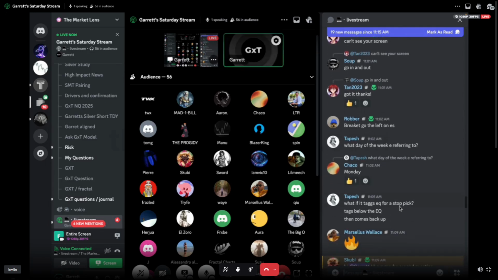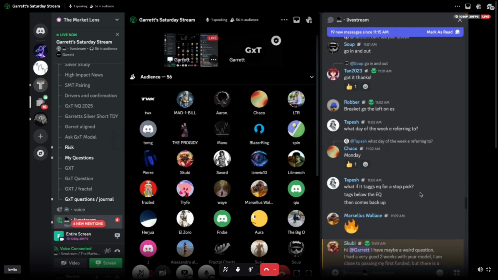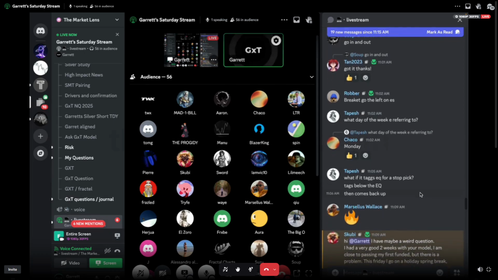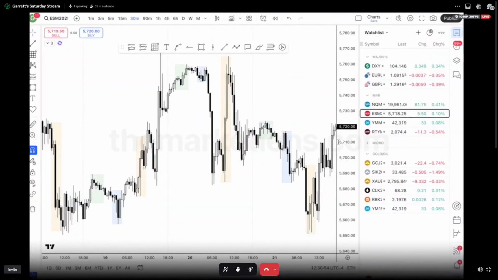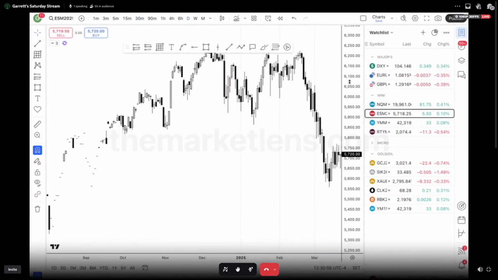What day of the week? Okay, when I first saw the stream, it was the Monday. It tags EQ for a stop pick. Tags below EQ. That's fine. So here's how you guys can refer to these EQ of ranges.